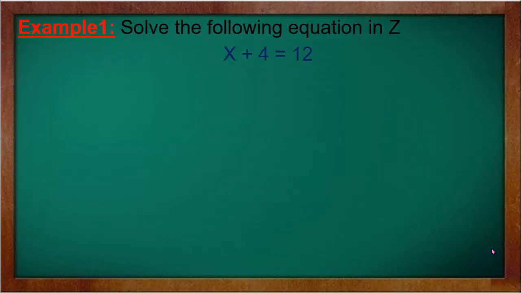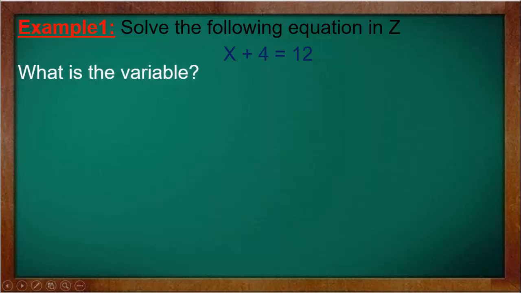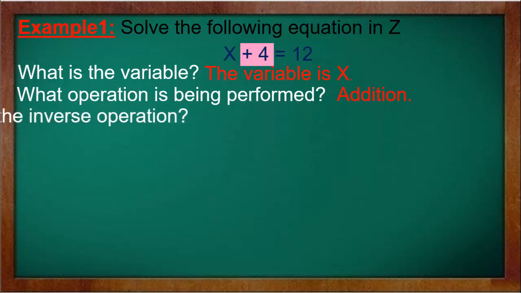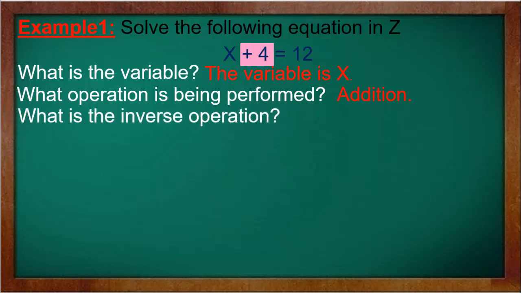Now let's go and solve example number 1. Solve the following equation in Z. X plus 4 equals 12. We said that we have 3 questions that we must ask ourselves. What is the variable? In this equation my variable is x. What operation is performed? The operation performed here is plus 4. So the operation is addition. What is the inverse operation? The inverse operation here is subtraction because the inverse of addition is subtraction.